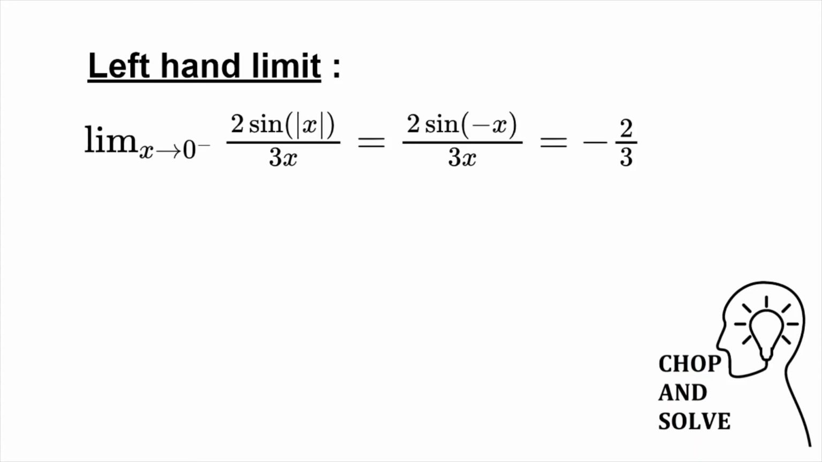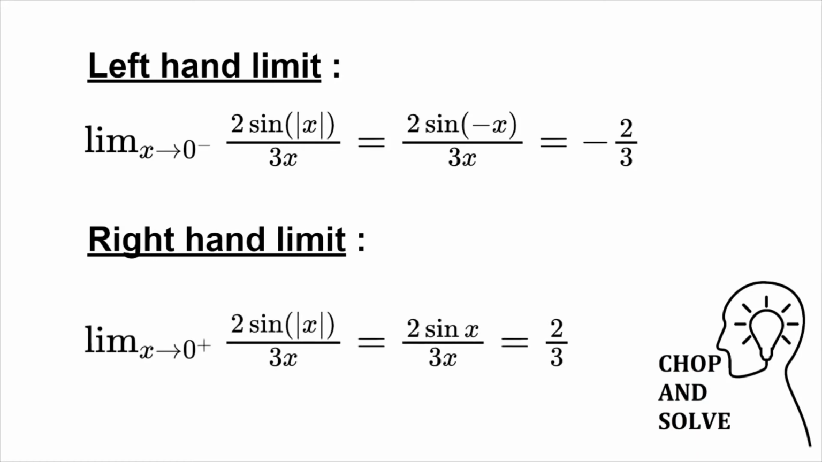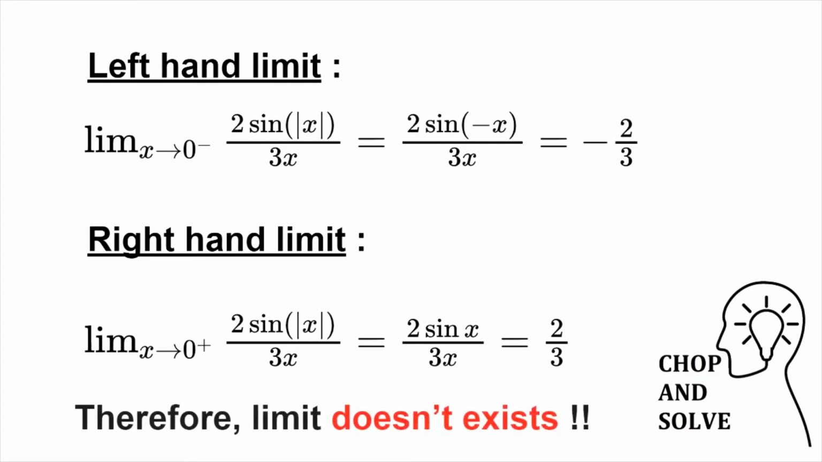And the right hand limit, similarly we can find that it is 2 by 3. You have to know that the limit exists when the right hand limit and left hand limit are the same, otherwise it does not exist. So we can tell that the limit does not exist.